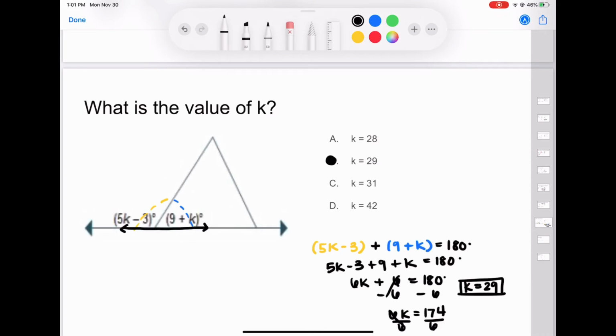So in case you are not sure what we did, we added them together to equal 180 degrees because they are supplementary angles. Then we combined our like terms. So what are like terms in this instance are this 5k plus k gives us 6k. Our negative 3 plus 9, which gives us 6. Then we want to subtract 6 from both sides to isolate the k, divide 6 from both sides to isolate the k. And then we get k equals 24.